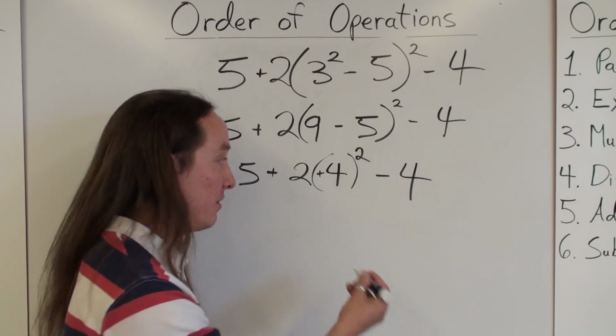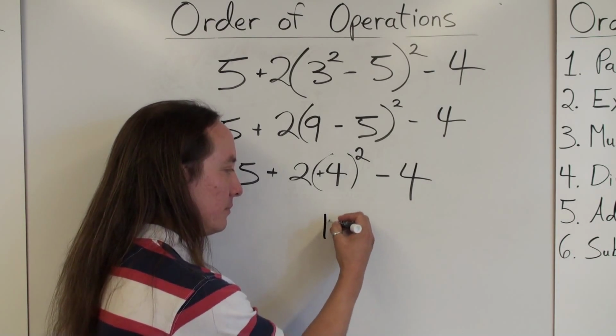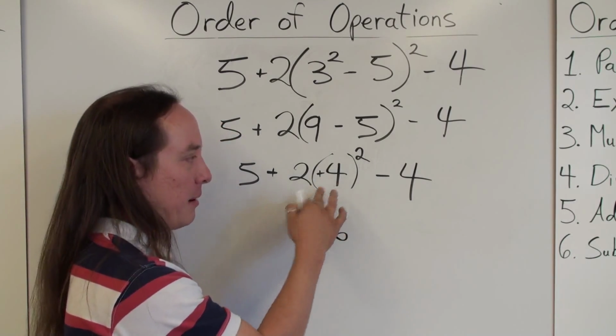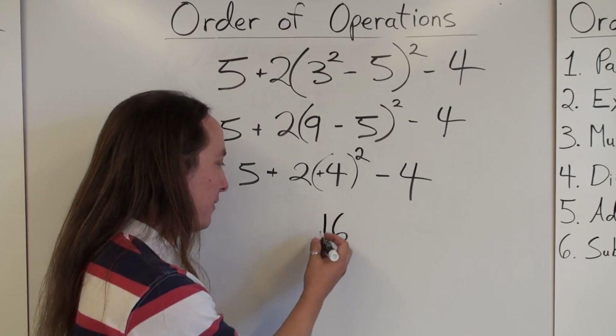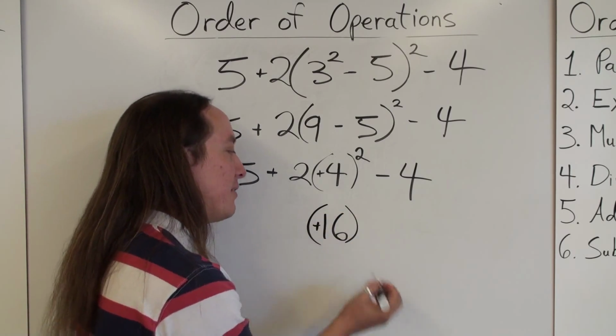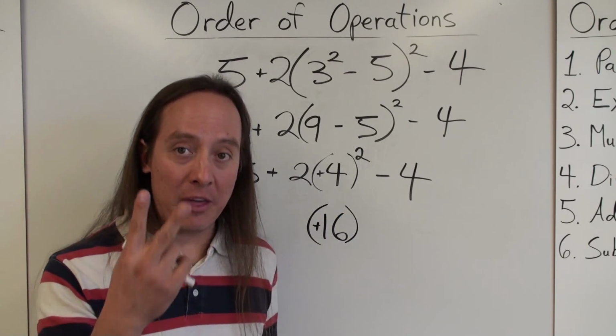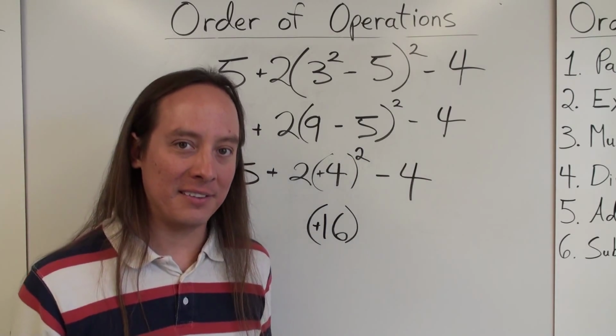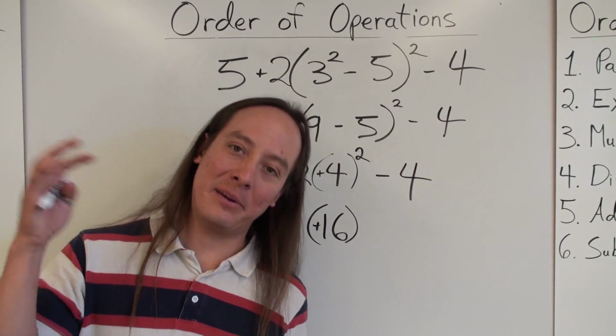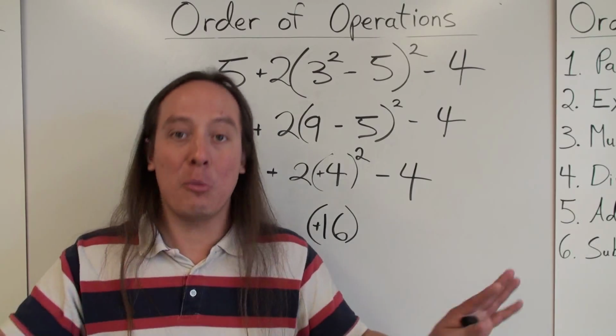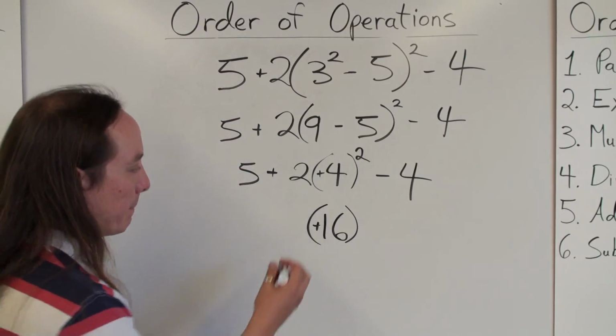4 squared is 4 times 4, 16. And it's positive because a positive 4 times a positive 4 is a positive 16. And I'm still going to leave the parentheses because, like I said, there were 2 things that were all on top of the parentheses. I just got rid of one of them. I still got to get rid of the other thing before I can say no more parentheses. Okay?